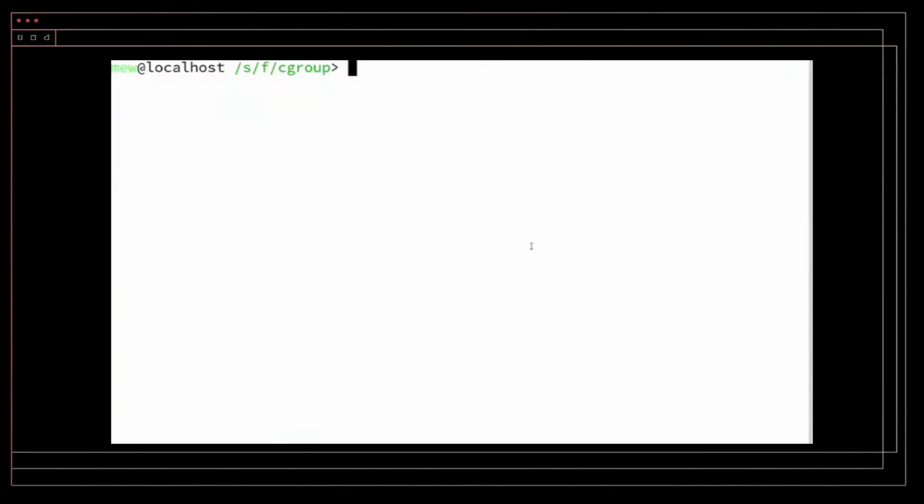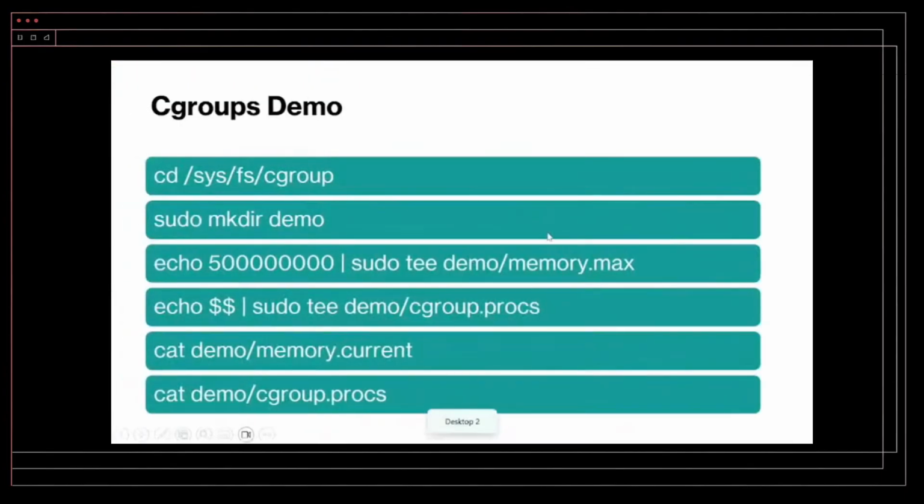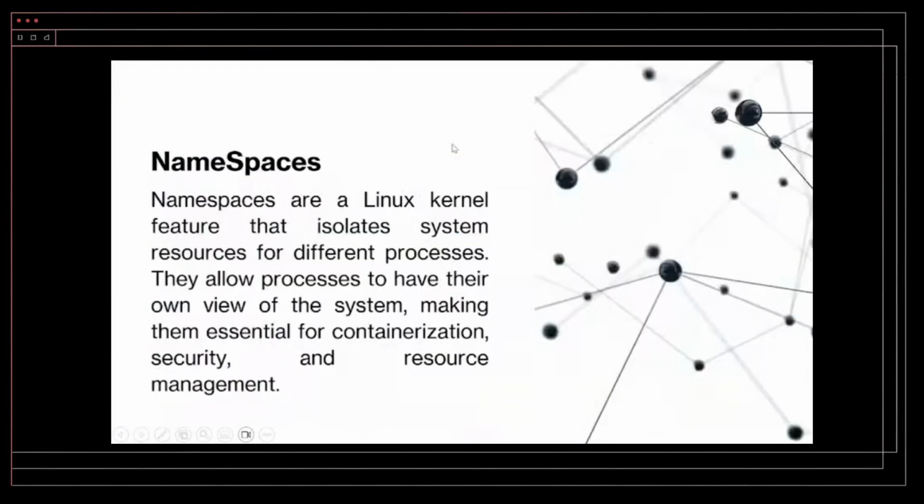You can play with it, see how much memory you can set. Maybe you can initially start with a lesser amount of memory, and then set a process ID inside of a specific cgroup, and then see whether it dies or not. Then we talk about namespaces.